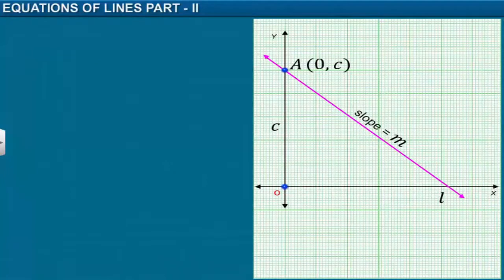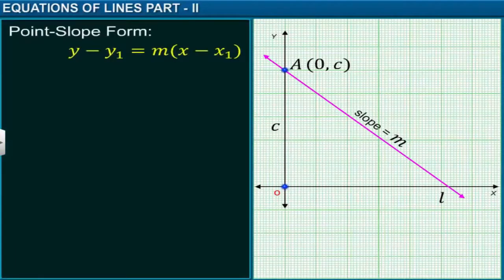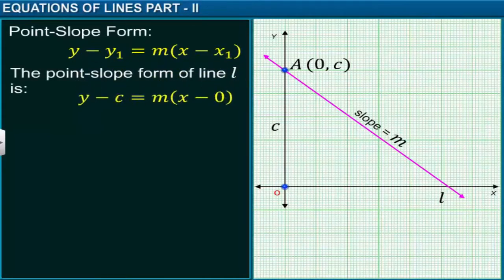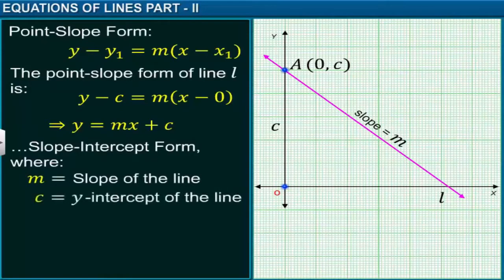We already know the point-slope form of the equation of a line with slope m passing through a given point (x1, y1). Substituting the values of the slope of the line and the coordinates of point A in the point-slope form and simplifying, we get the required equation as y is equal to mx plus c. This is the slope-intercept form of the equation of a line with slope m and y-intercept c. For example, let us find the equation of a line with the y-intercept 2 and slope -2/3.